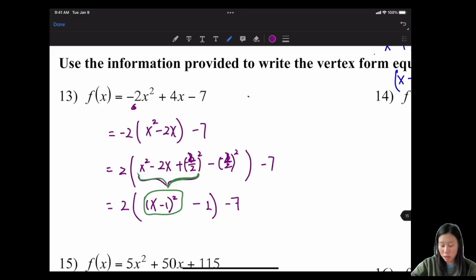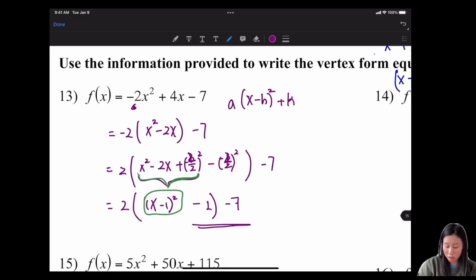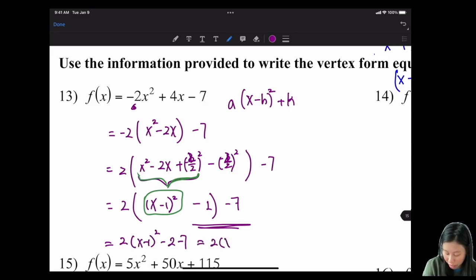The vertex form is like a times x minus h squared plus k. But this doesn't look like it. We still need to simplify this. We distribute the 2 inside. We have x minus 1 squared minus 2 minus 7. So I have 2 times x minus 1 squared minus 9. So our h is equal to 1 and k equals to -9.